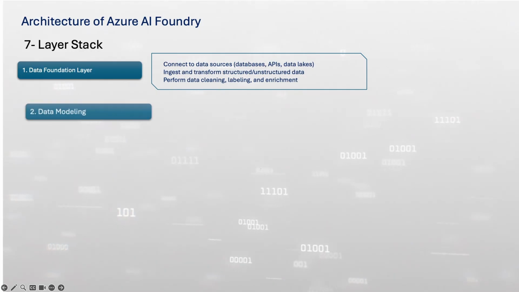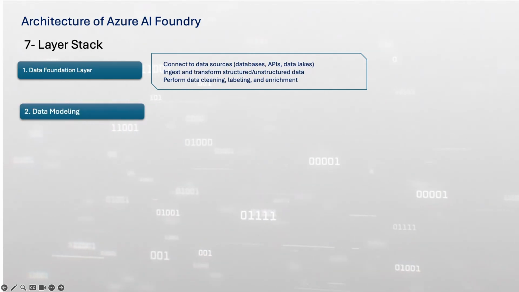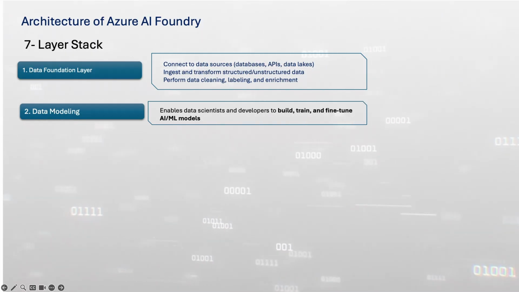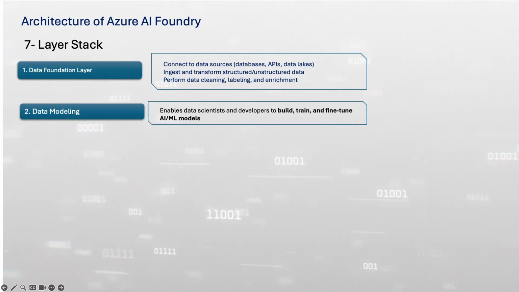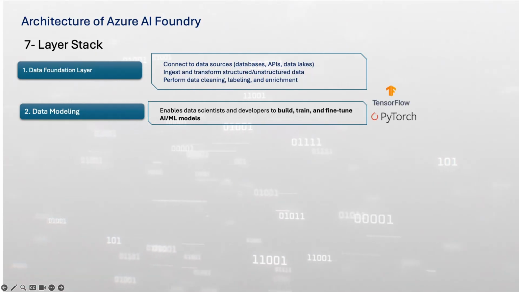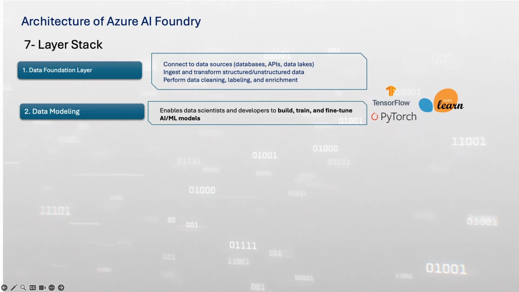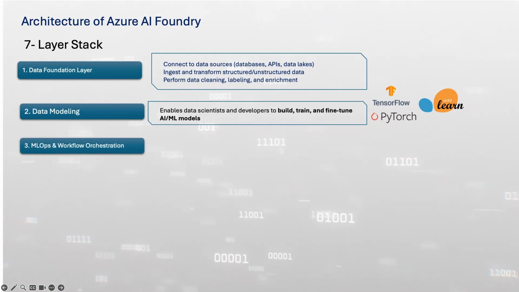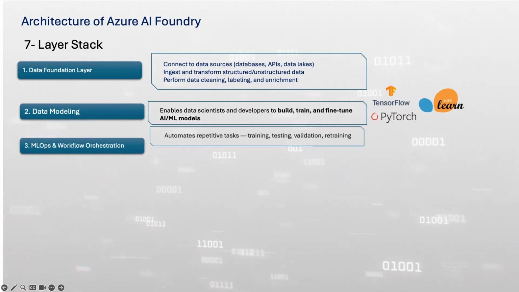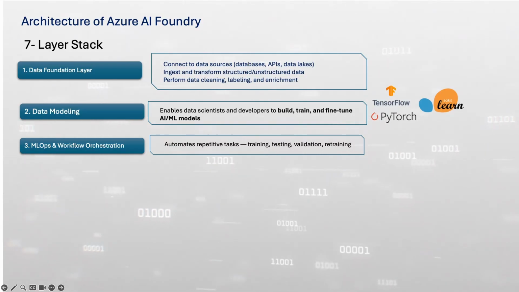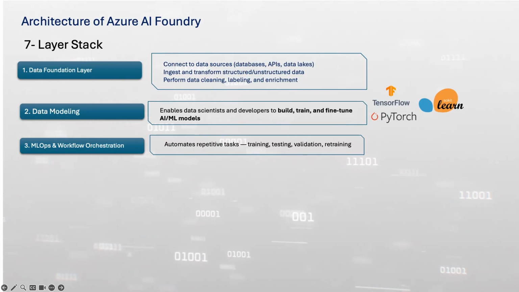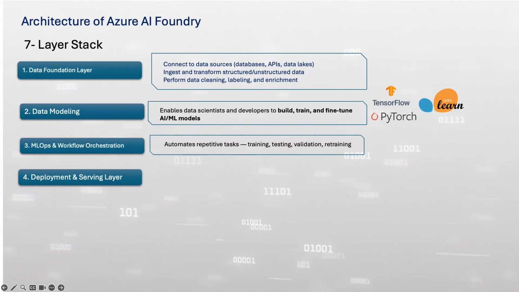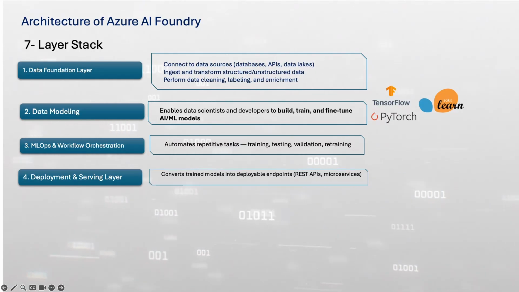On the second layer, you have the data modeling, where you can enable data scientists and developers to build, train, and fine tune their AI and ML models. All the basic tools, like TensorFlow, PyTorch, scikit-learn, and many more, are available here. On the third layer, you have the MLOps and workflow automation, where you can automate repetitive tasks, train and test the validation, and retrain your model according to how the data is coming.